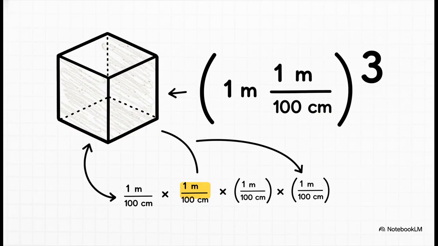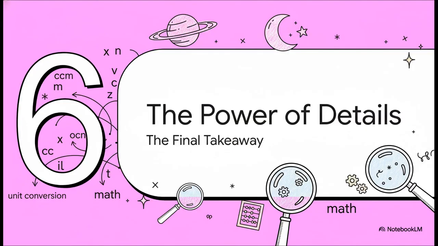Think about converting density, right? Grams per cubic centimeter to kilograms per cubic meter. For the volume part, you're dealing with centimeters cubed. That's centimeters times centimeters times centimeters. So to convert that to meters cubed, you have to apply that centimeter to meter conversion factor 3 separate times, once for each dimension. So let's bring it all back to that poor Mars orbiter.